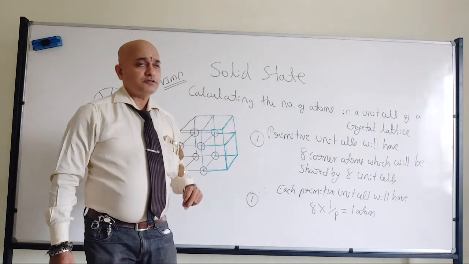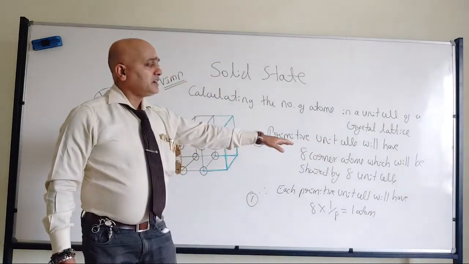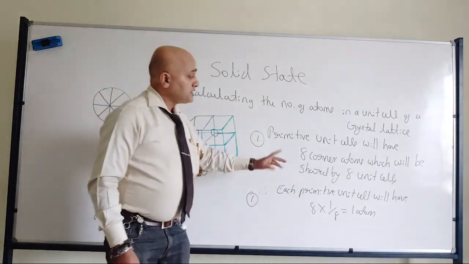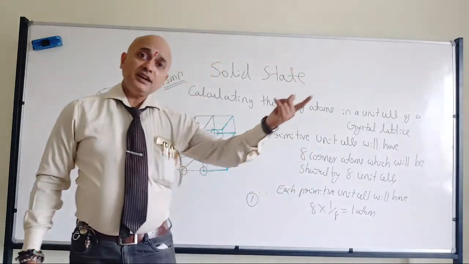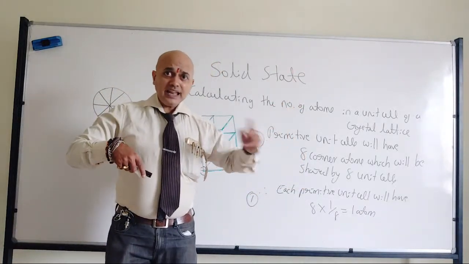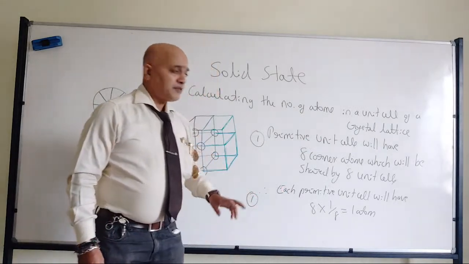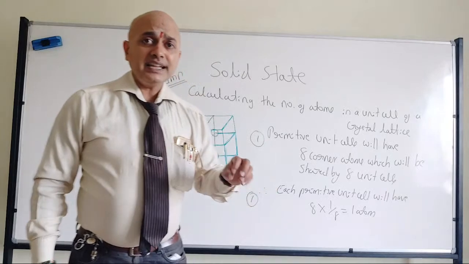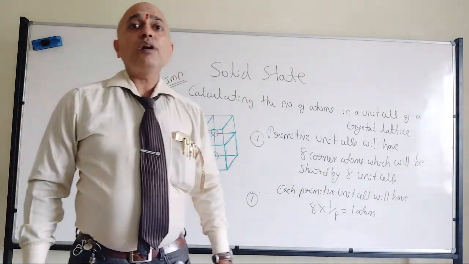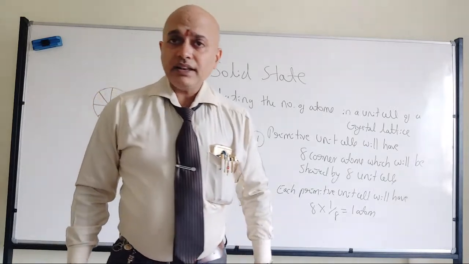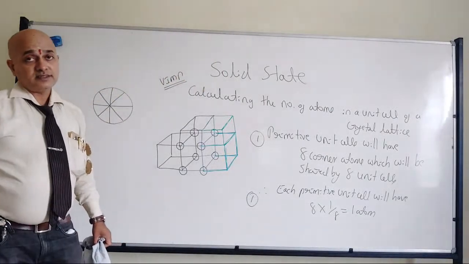It is a 2 marks question. Then you should tell that in a primitive unit cell it will have 8 corner atoms which will be shared by 8 unit cells, or which will be shared by 7 other unit cells. So this unit cell and 7 others, total it will be 8 only. The second point: therefore each primitive unit cell in a crystal lattice will have 8 into 1 by 8 is equal to 1 atom. Am I clear? So 2 marks will be given to you if you have written like this.